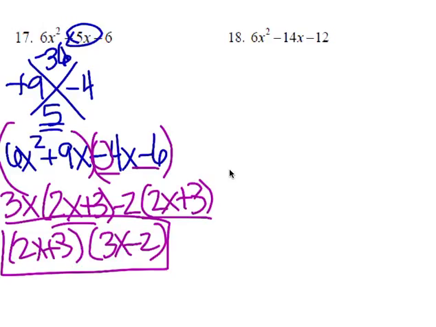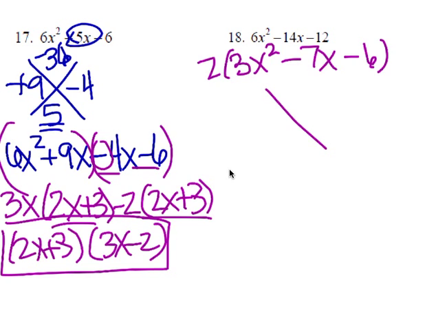Now, when I look at 18, I notice that I can take out a greatest common factor of 2. So everything in here is divisible by 2. So I'll have 3x squared minus 7x minus 6. Okay, so now I'm ready to set up my x. So I'm going to do 3 times a -6, which is a -18. And then my answer is -7x.